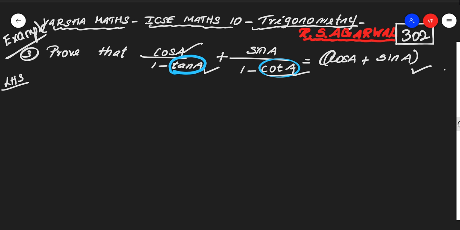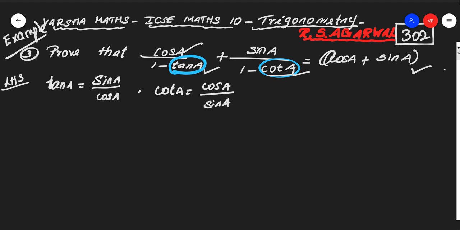Usually we take the LHS and derive it into the RHS, so the same process we are going to apply. Before that we should recall some basic things. Tan A can be written as sin A by cos A. Similarly, cot A equals cos A by sin A. Cot theta is the reciprocal of tan, so 1 by tan A.